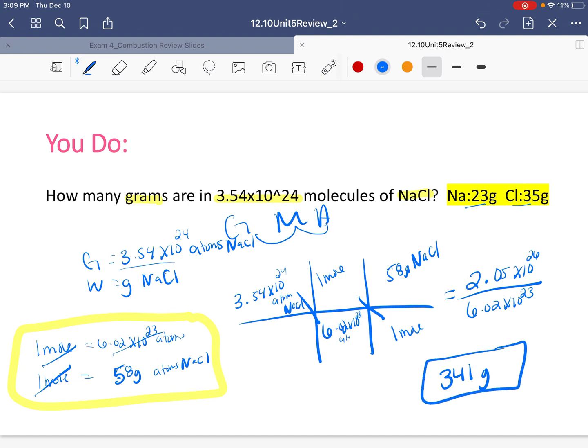Again, because it is asking for grams, you're not giving grams and exponents, so this answer makes sense.